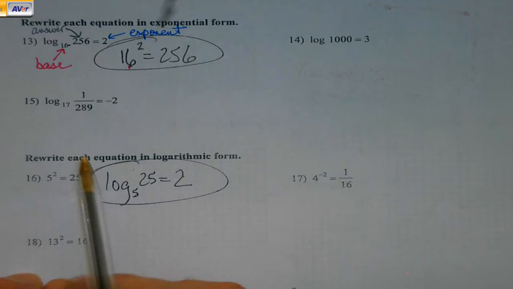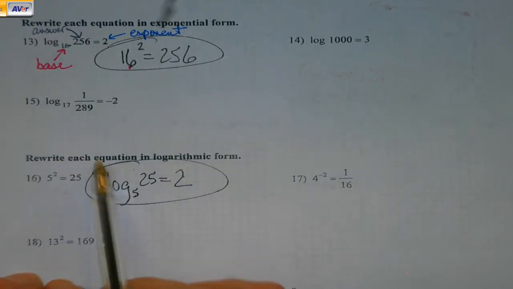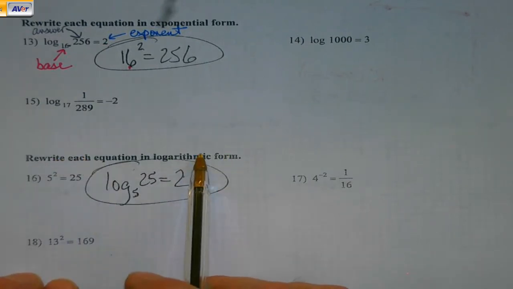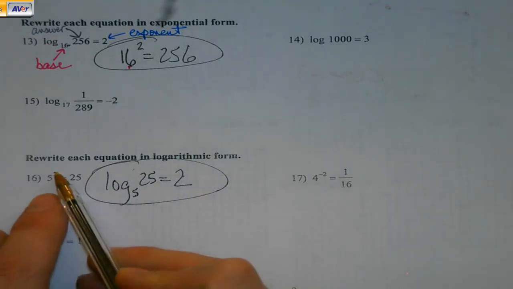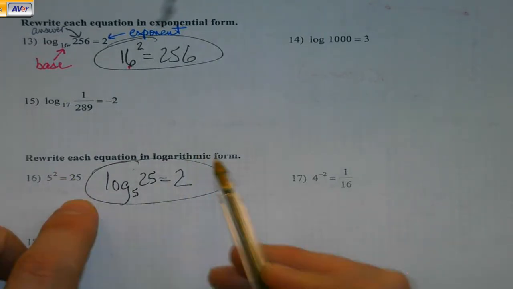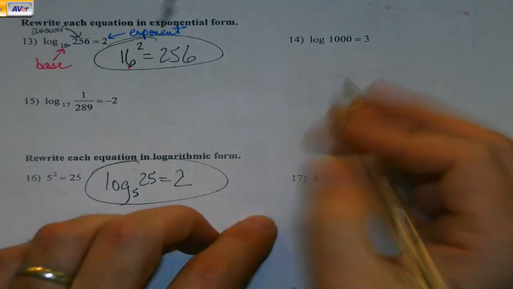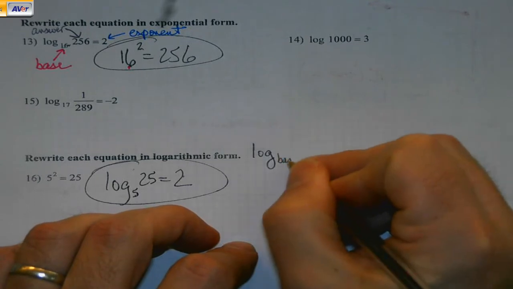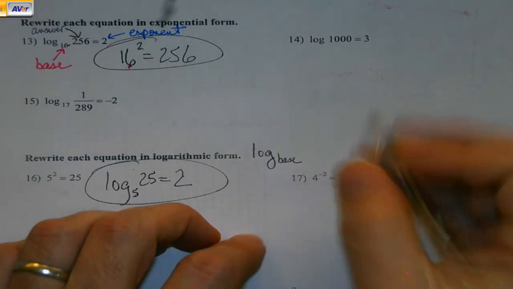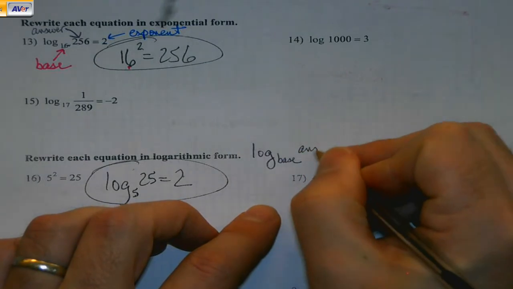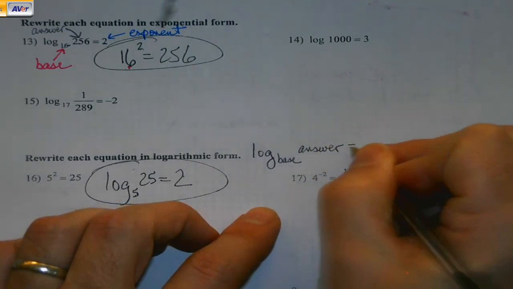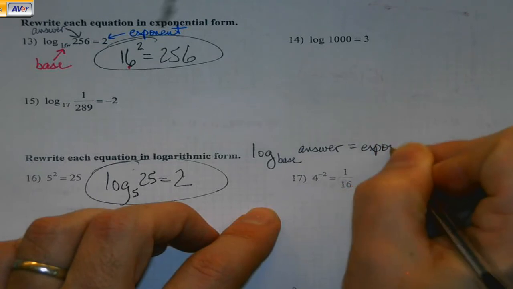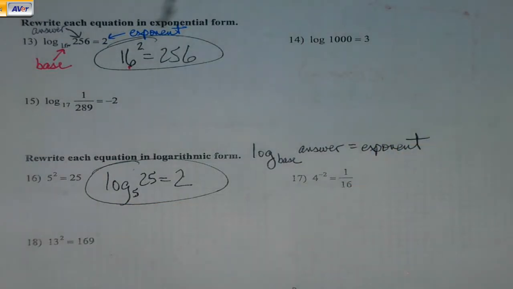The new part today is what if I want to go backwards? What if I want to put it in the log form? Okay, I still see my base, my exponent, and my answer. So when I'm writing it in log, here's what we're going to do. We've got the log of our base. It's going to seem kind of strange, but we'll write it this way for now, just so we've got something to look at. Because that's verbally what we were saying back in 13 through 15.